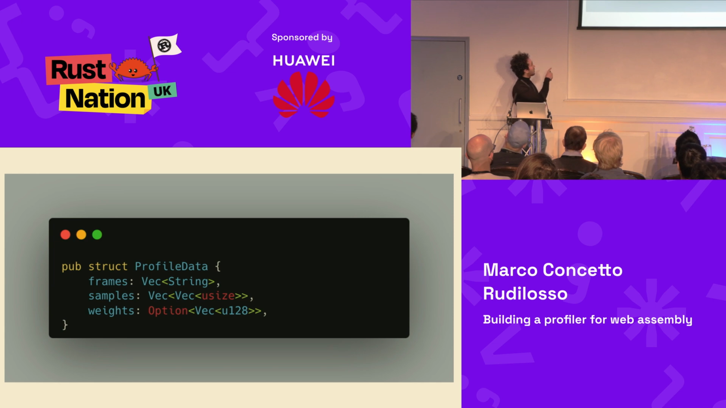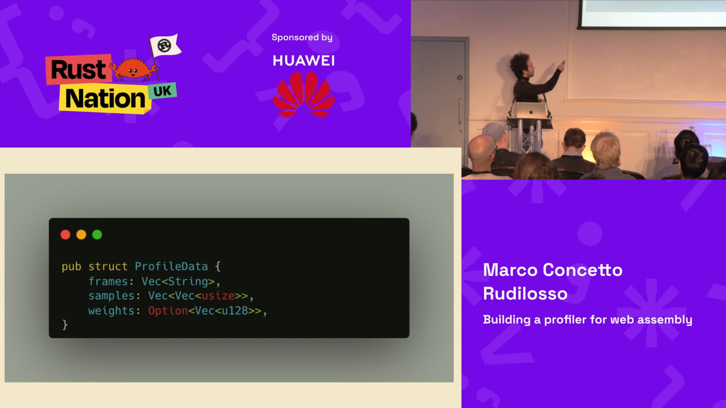So you have frames, which is all the functions you've ever seen. Essentially, like main, foo, bar, all the functions of your program. It's almost like a set, essentially. And it's all the functions that have ever been seen in all the samples you've taken, so that we don't duplicate those names in all the samples.